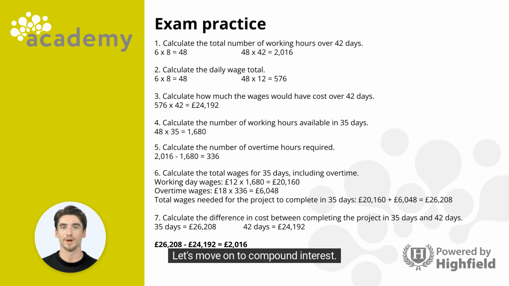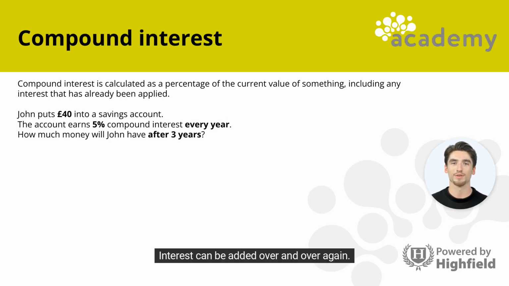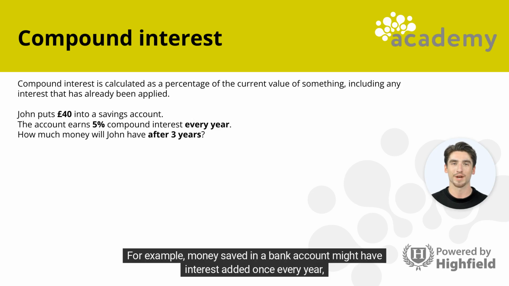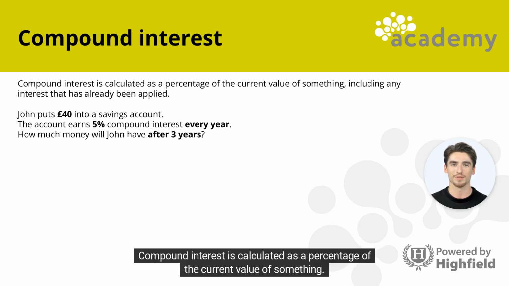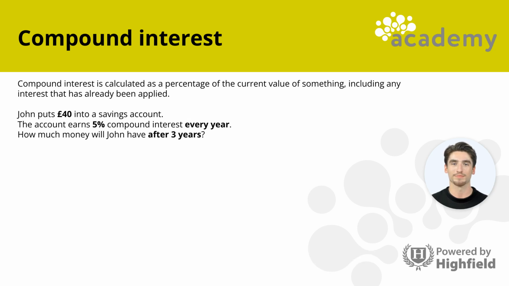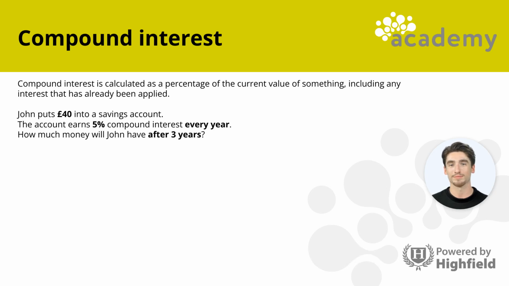Let's move on to compound interest. Interest can be added over and over again. For example, money saved in a bank account might have interest added once every year, or money owed on a credit card might be charged interest every month. Compound interest is calculated as a percentage of the current value of something. This includes any interest that has already been added or applied.